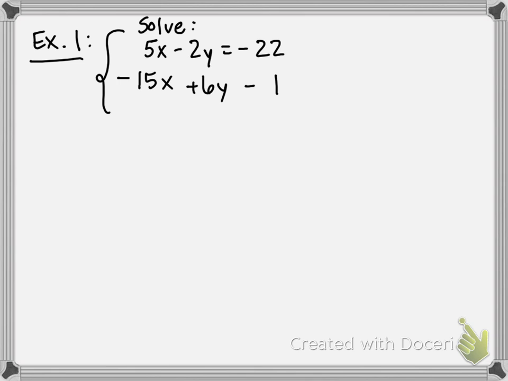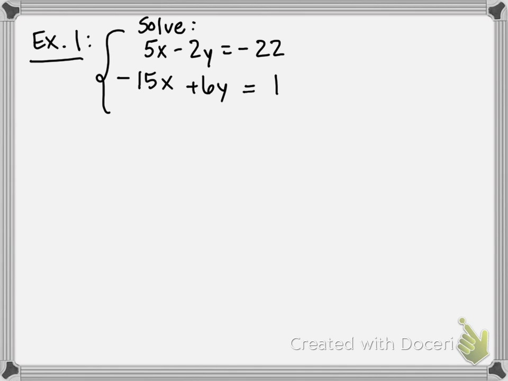Example 1, solve this beautiful system. 5x minus 2y equals negative 22, and negative 15x plus 6y equals 1. Sorry, I didn't write equals 1. That's why you read your problem to make sure you actually wrote the problem correctly.